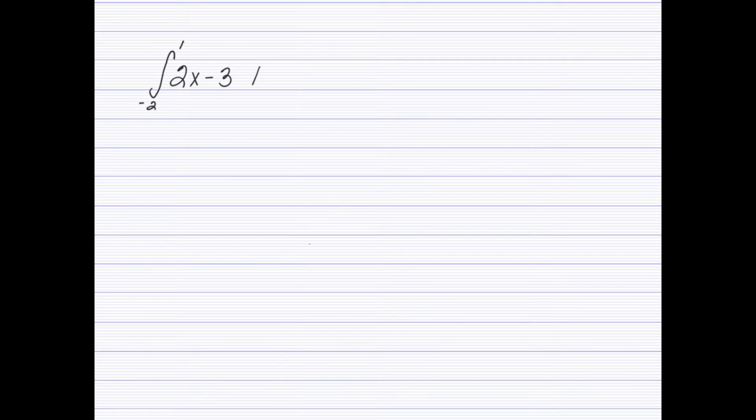A definite integral has an upper and a lower bound. Those are x values that you're constraining your integral between. In this case, we are integrating 2x minus 3 from x equals -2 to x equals +1. So that's where you put your bounds on the integral sign.